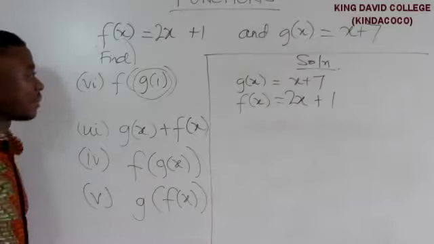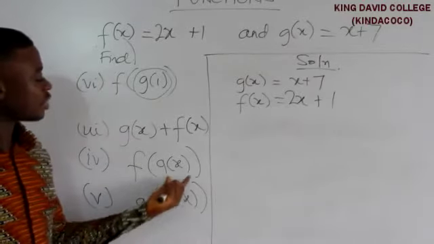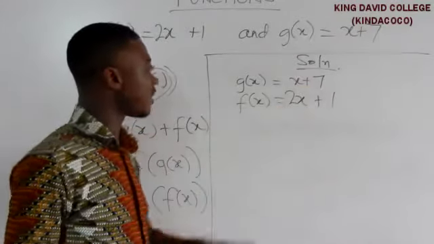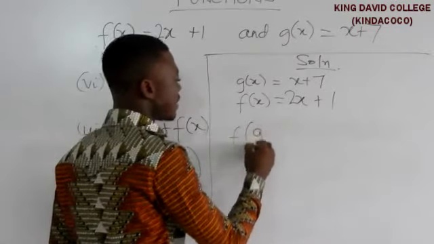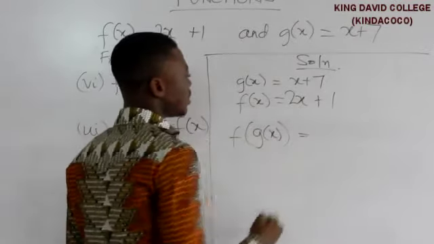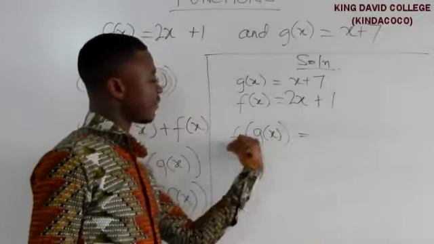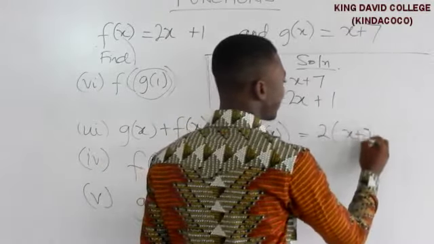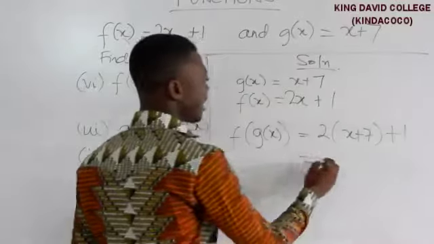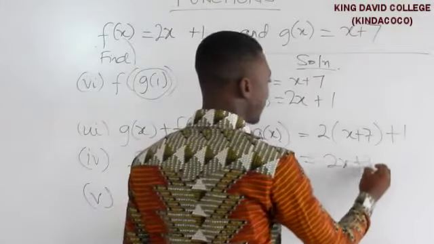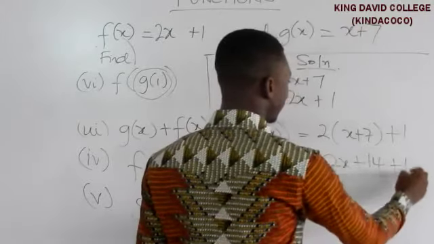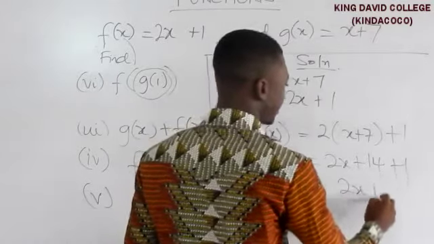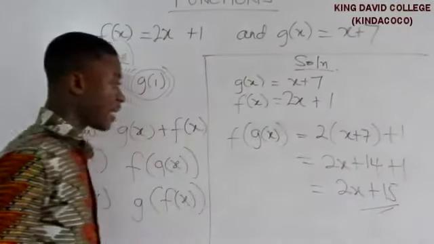It's just a matter of knowing that in this one, you are going to put g of x into the f function. So put the expression g of x into the f function. So f of g of x, we are supposed to put the g of x into f. So anywhere I see x, this is going to be x plus 7, then plus 1. So at the end of the day, we are going to get 2x plus 14, all this plus 1, and so you are going to get 2x plus 15. And that is as simple as this.